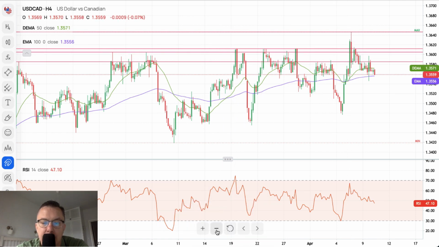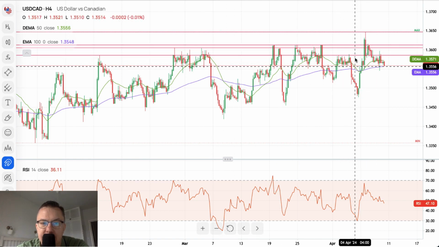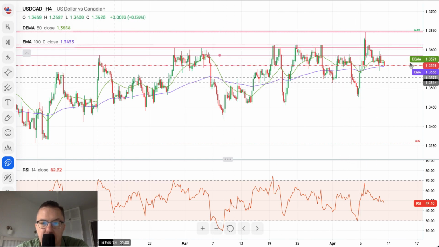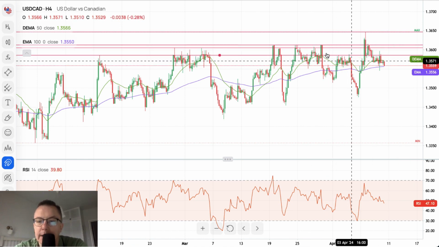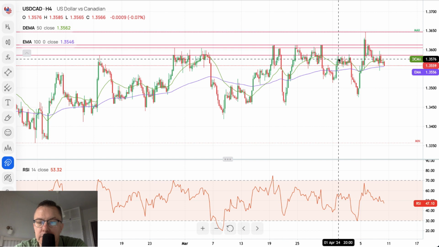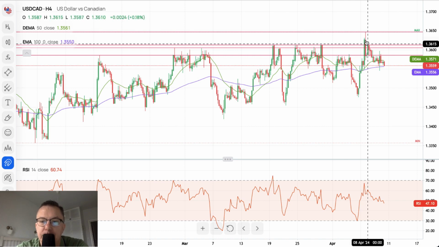1.3646. There you go. So we got this very nice zone here. As you can see, it worked. Even that old one worked here perfectly, and that's one big supply zone. It starts at 1.3576, it ends at 1.3626, roughly around 50 pips of the supply zone.